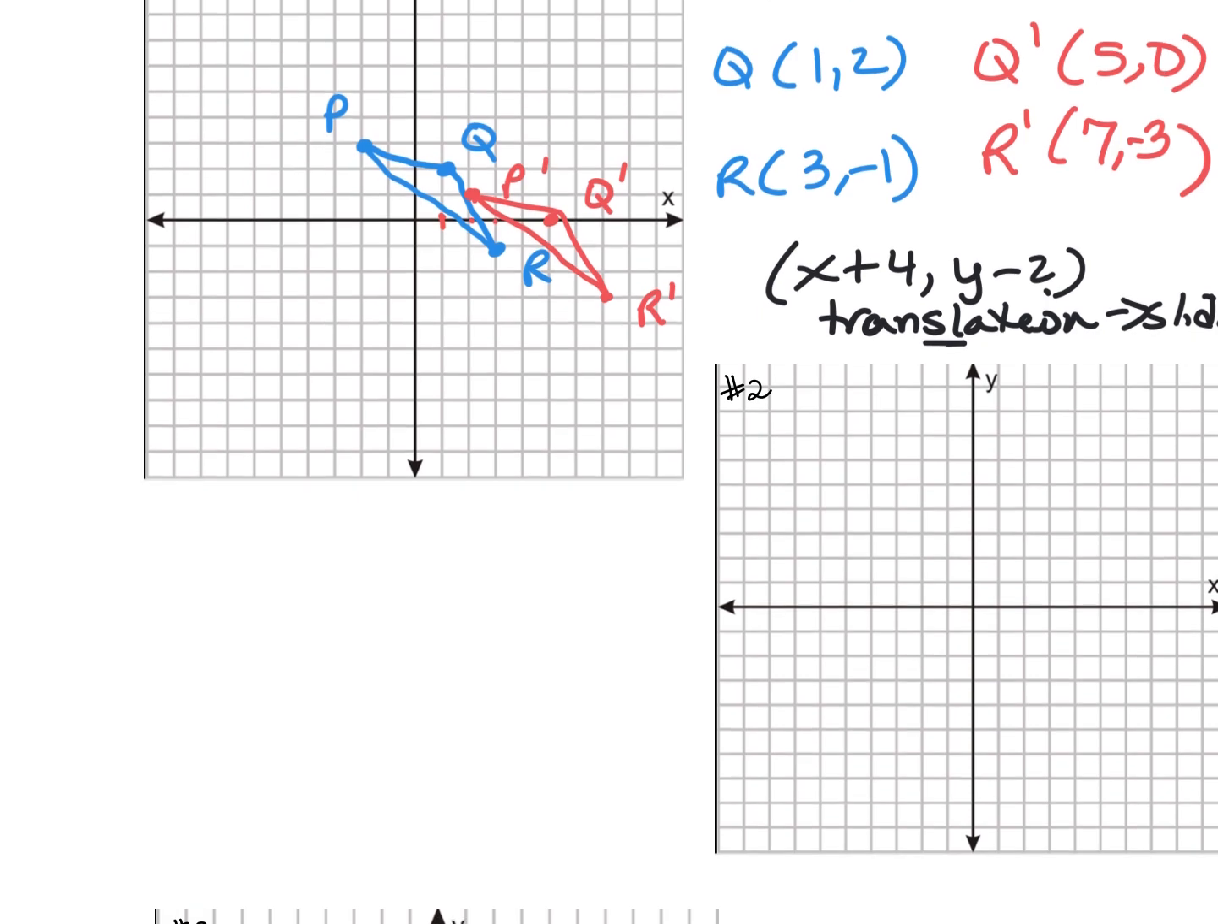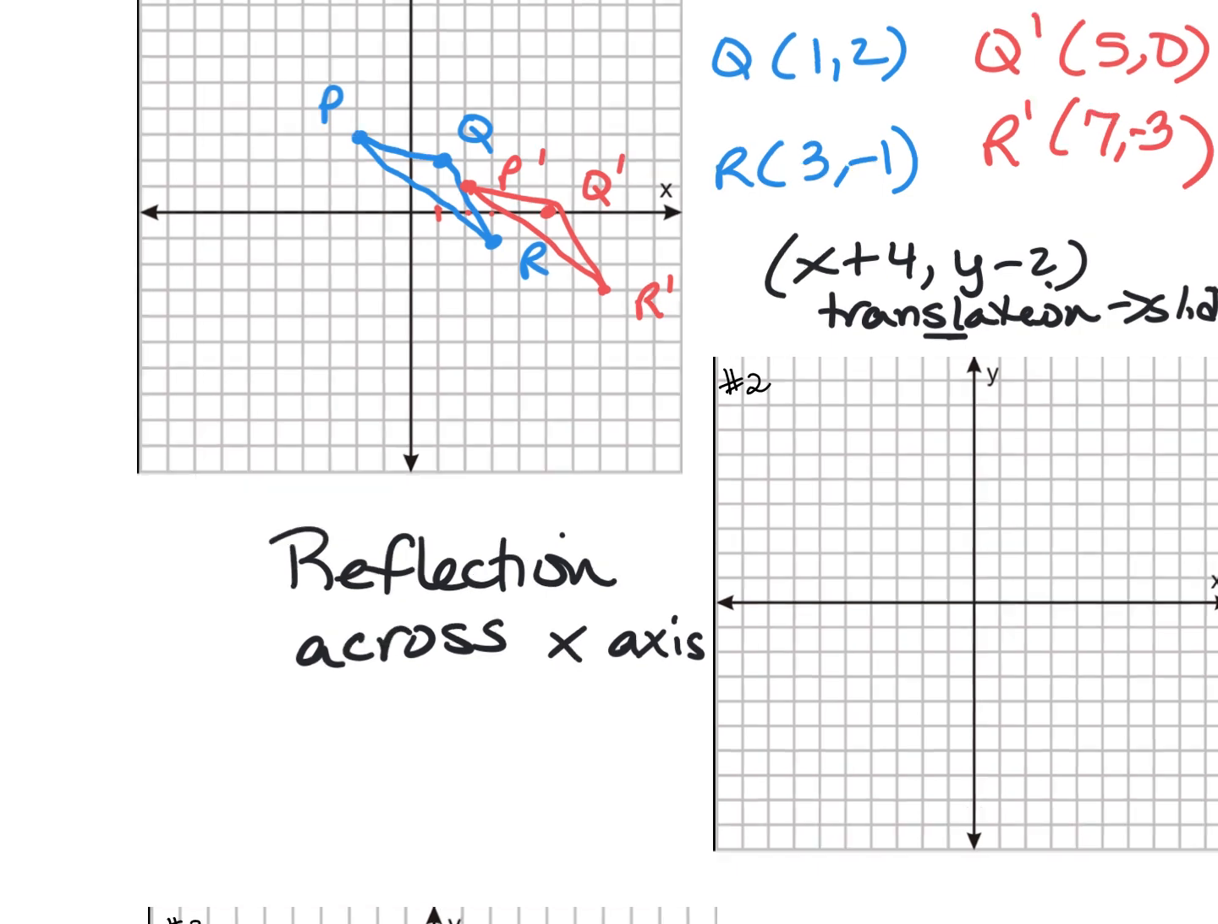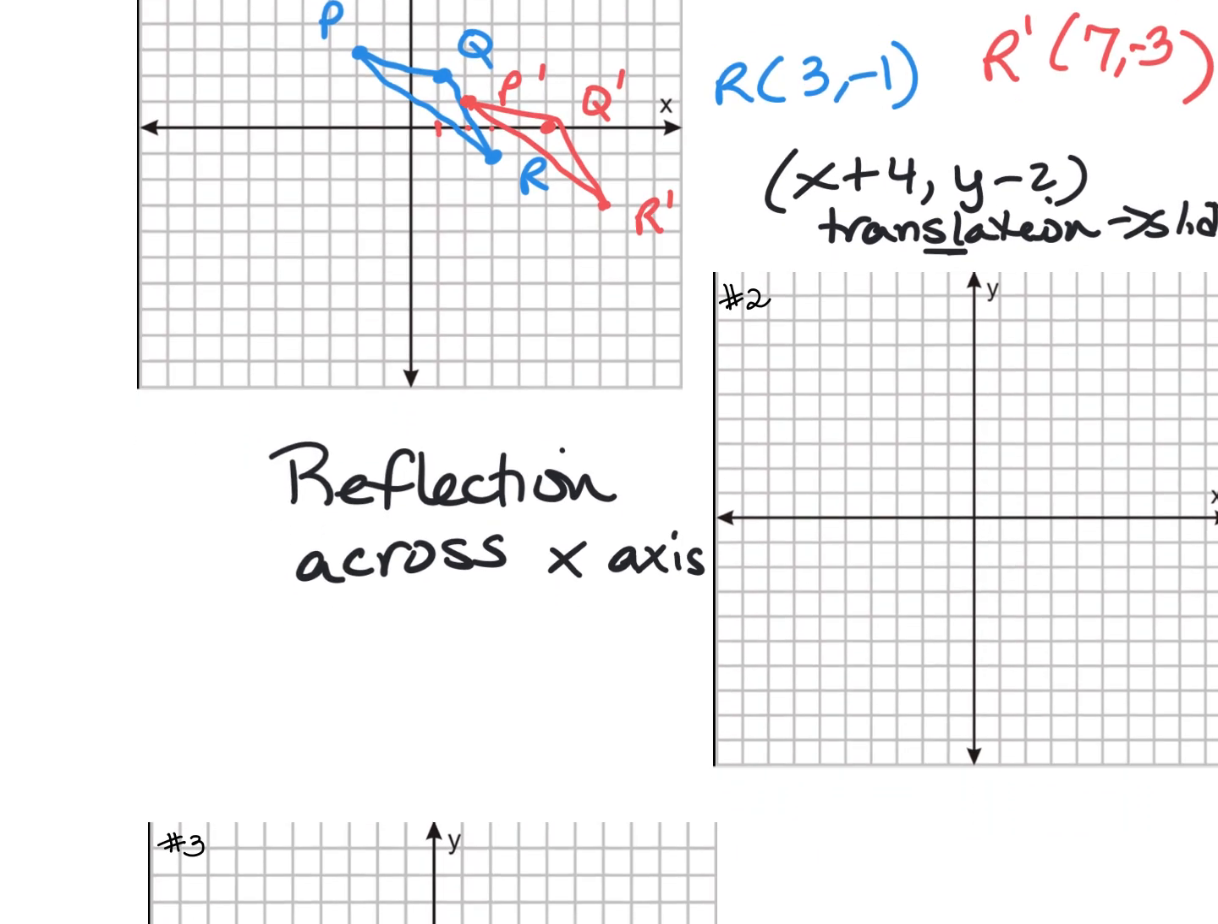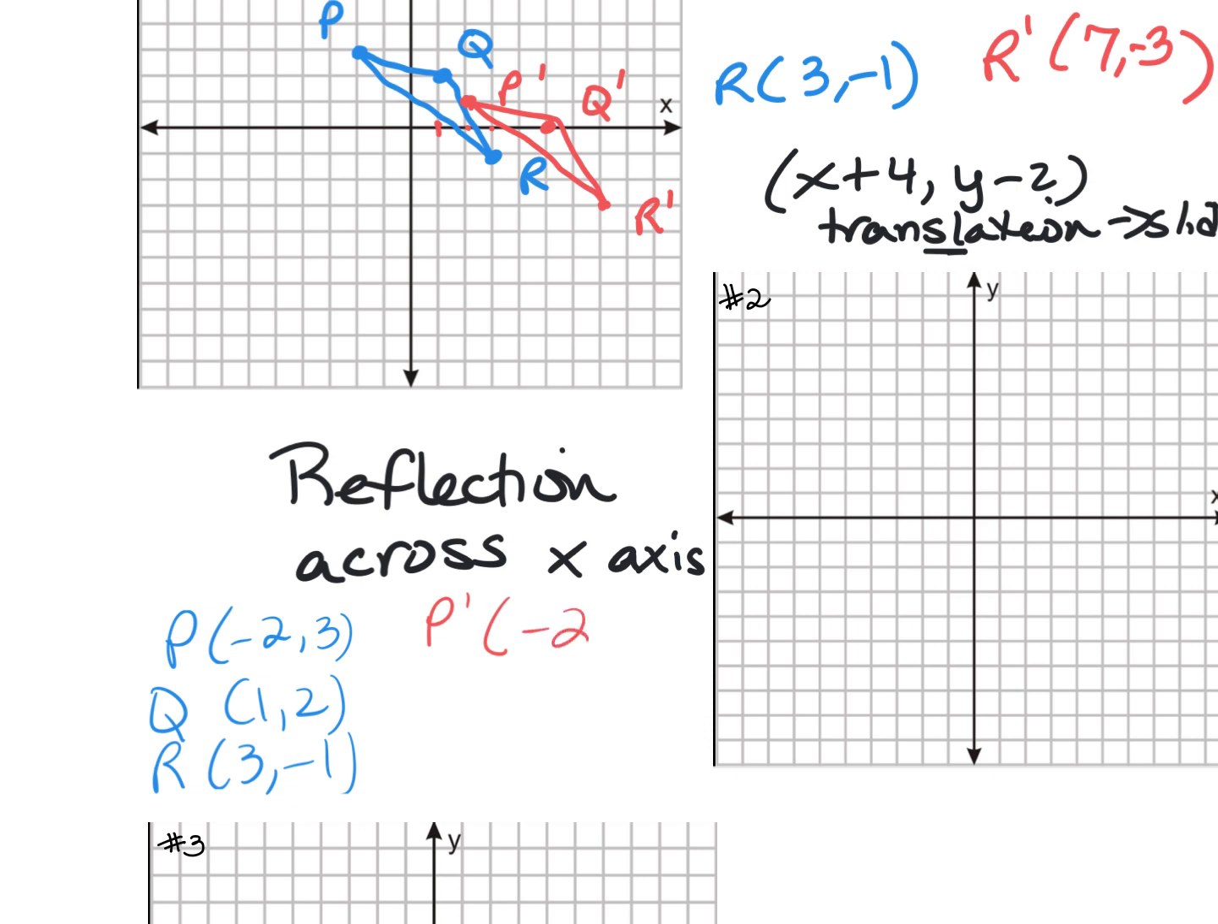Number 2 was the reflection across the x-axis. So my original ordered pairs are the same. They're the negative 2, positive 3, the 1, 2, and then the 3, negative 1. And then the new P, remember the X stays the same, the Y goes to the opposite. 1, negative 2, and then 3, comma 1.